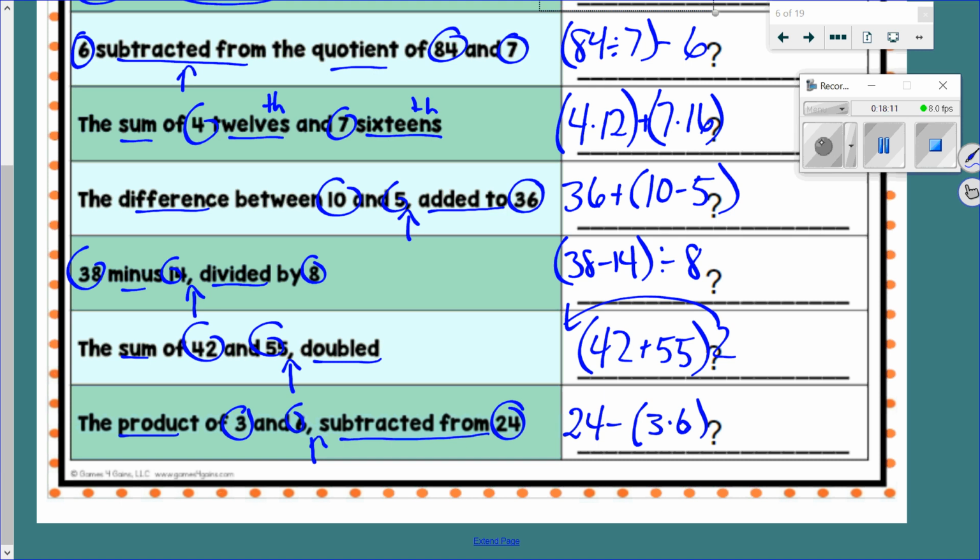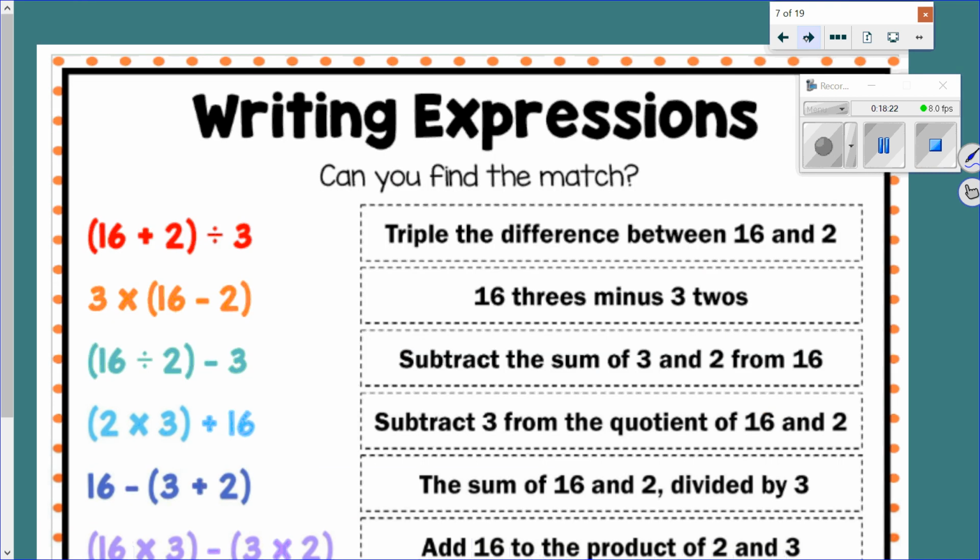Okay. Any questions on any of those? Are they starting to make sense? Yes. Good. Because now we're going to do the same thing with folding your page. So I don't want you looking at this side. So fold that side so you can't see it, or cover it some way. We want you to write it.